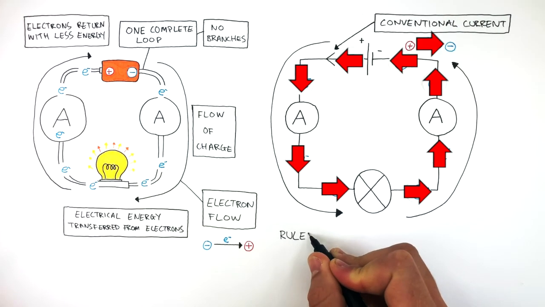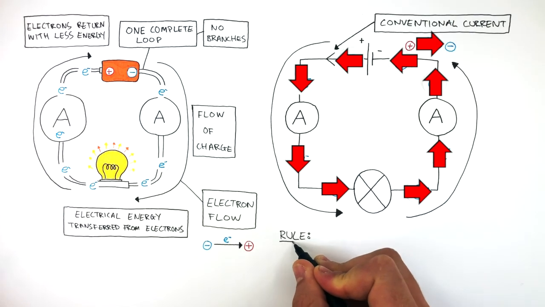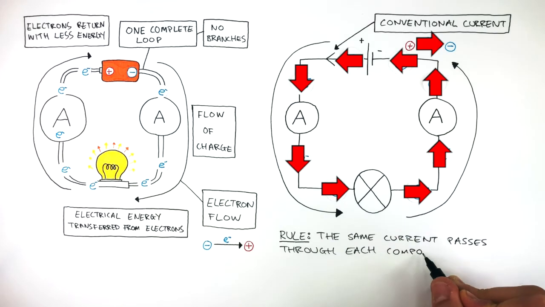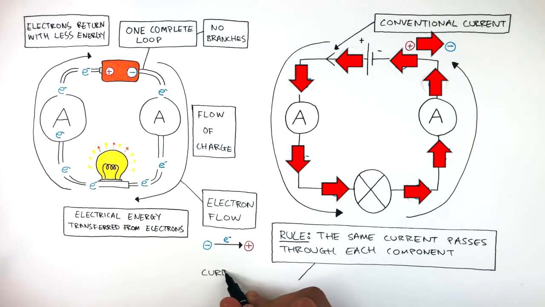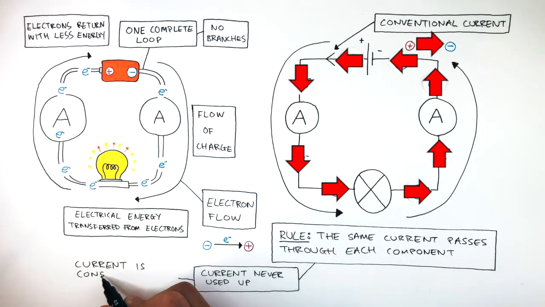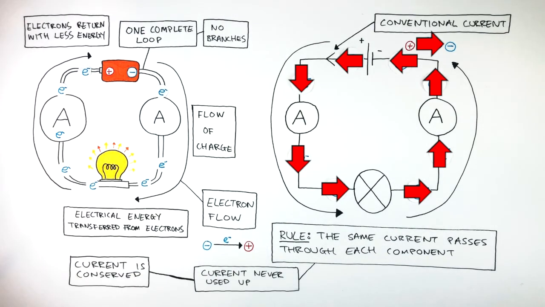So the rule you need to learn about current in series circuits is the same current passes through each component. This is because the current is never used up, or we say the current is conserved. The current is not able to split at any junctions. There is only one complete loop for the current to follow.